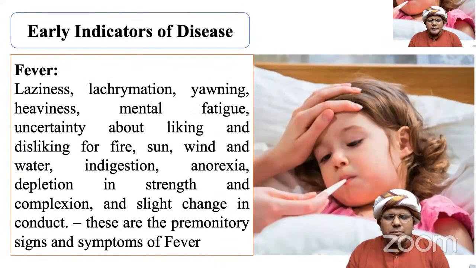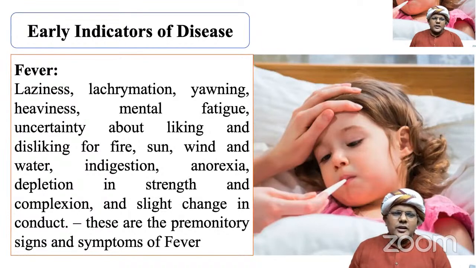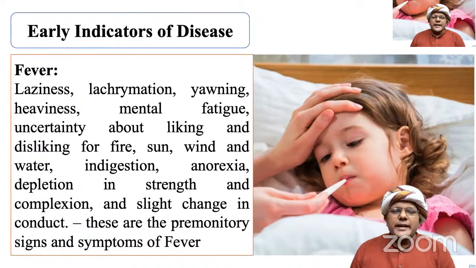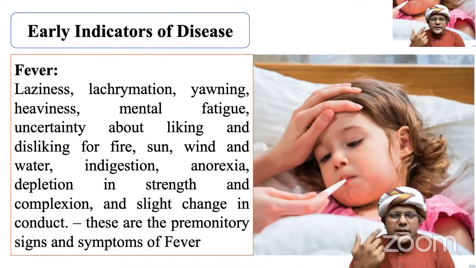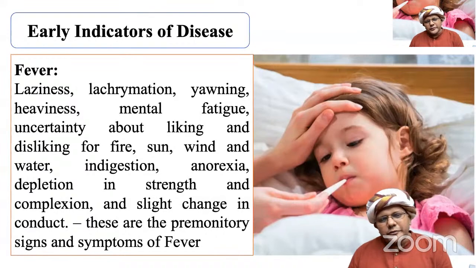So early indicators of some diseases I have written here. Fever is going to come maybe after 5 days or 1 week. But today you will feel lazy, excess lacrimation, tears from your eyes, yawning, heaviness, mental fatigue, uncertainty about liking and disliking for fire, sun, wind, water. Like you don't like certain things, suddenly developing dislike or like towards certain things. Suddenly there is indigestion, anorexia, depletion in your strength, depletion in your complexion, slight change in the conduct. These are all premonitory signs and symptoms of fever. And after you feel certain symptoms like this, then you will get fever.